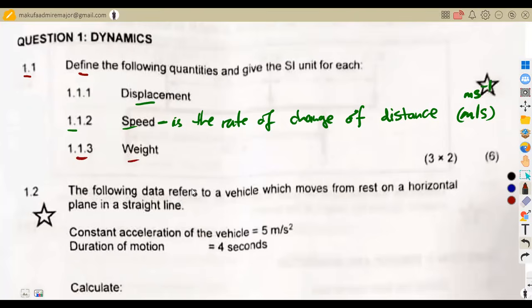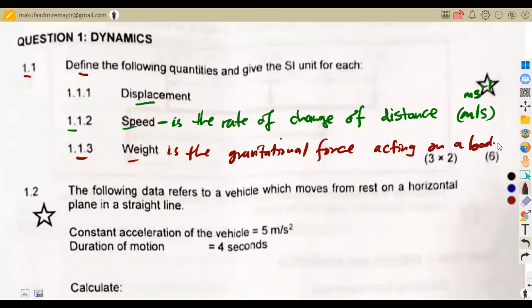Then we've got the weight, which can also be asked or posed with the mass. They can ask speed, velocity, distance, displacement, weight, mass, so you are supposed to know the difference of each. So the weight is simply the gravitational force acting on a body. That is going to be our force in this case.